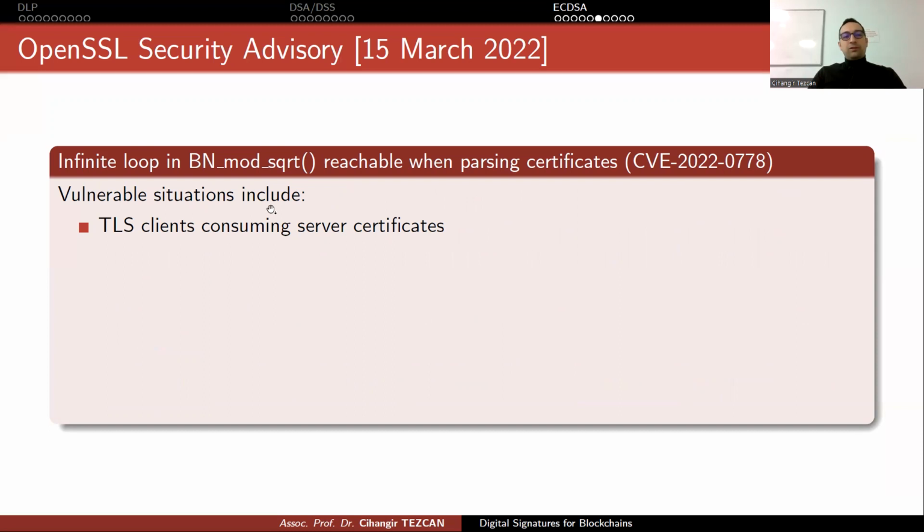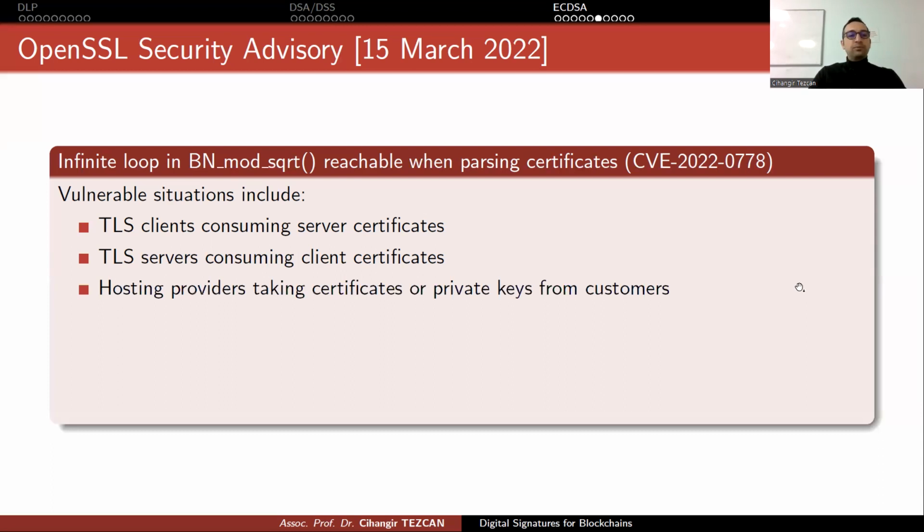So vulnerable situations include TLS clients consuming server certificates. You're a consumer, a server sends you a certificate, and this bug happens. Here I will list when this vulnerability occurs, and you will realize that it can always happen. TLS servers consuming client certificates, so you can attack servers.